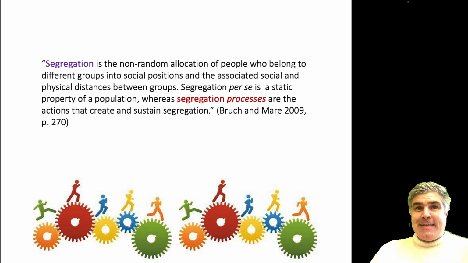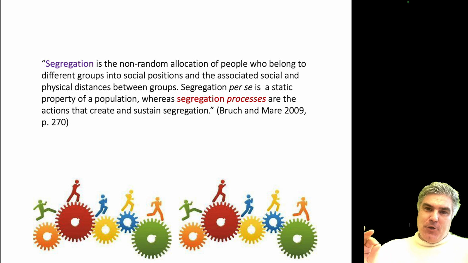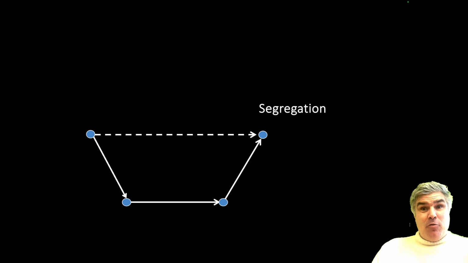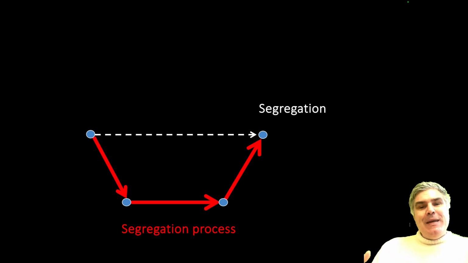Segregation per se is a static property of a population, whereas the segregation process are the actions that create and sustain this segregation. And we can put this now in the well-familiar Coleman scheme, where we have macro-level phenomena that are generated through micro-level processes. Segregation is a macro-level phenomenon that we do observe, and the segregation process would be the steps and the actions that individuals do to generate this macro-level outcome.